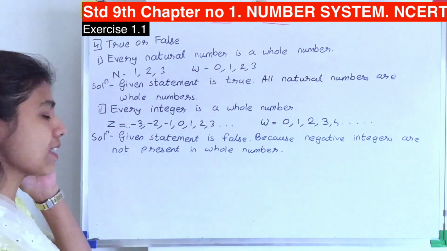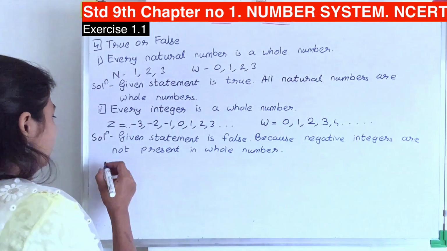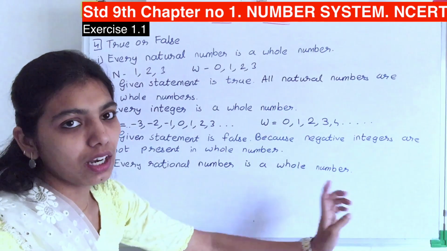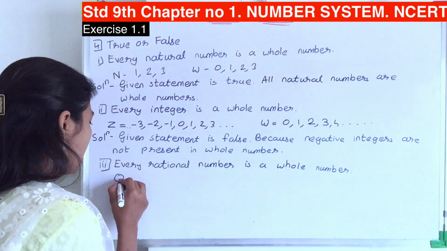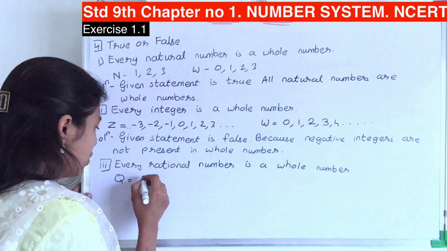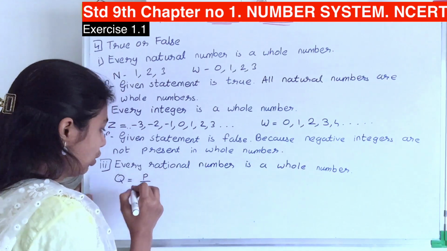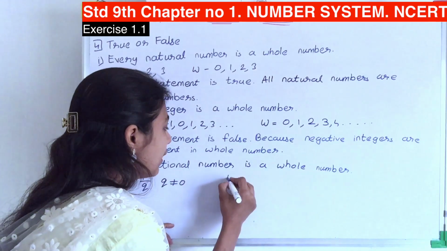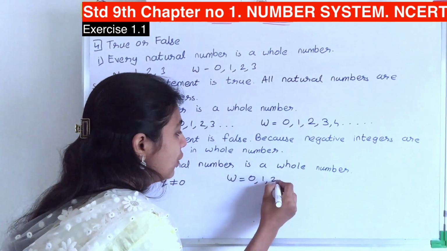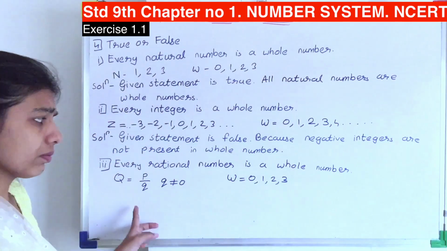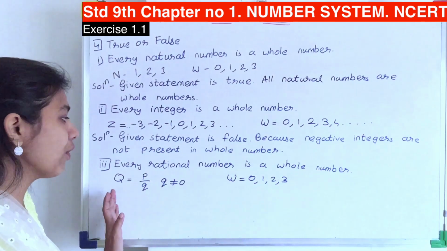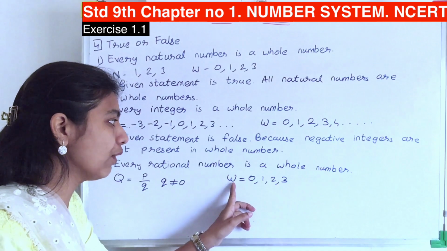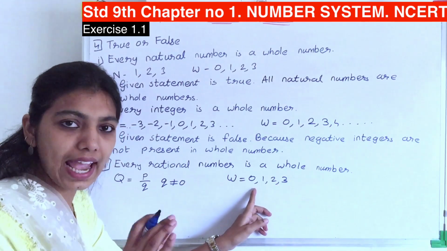Got it? Now we'll start with the third sum. The third sum is every rational number is a whole number. Now a rational number is represented by Q. So how will you write it? p upon q, where q is not equal to 0. What about the whole number? Whole numbers start with 0, 1, 2, 3. Now suppose you have never seen a rational number with a 0, and over here they have told you that the whole number has the number 0.